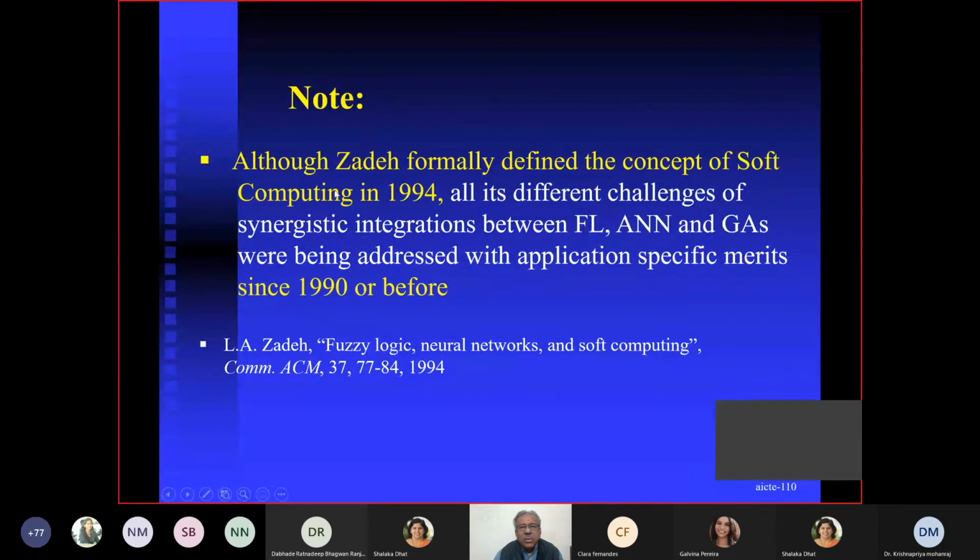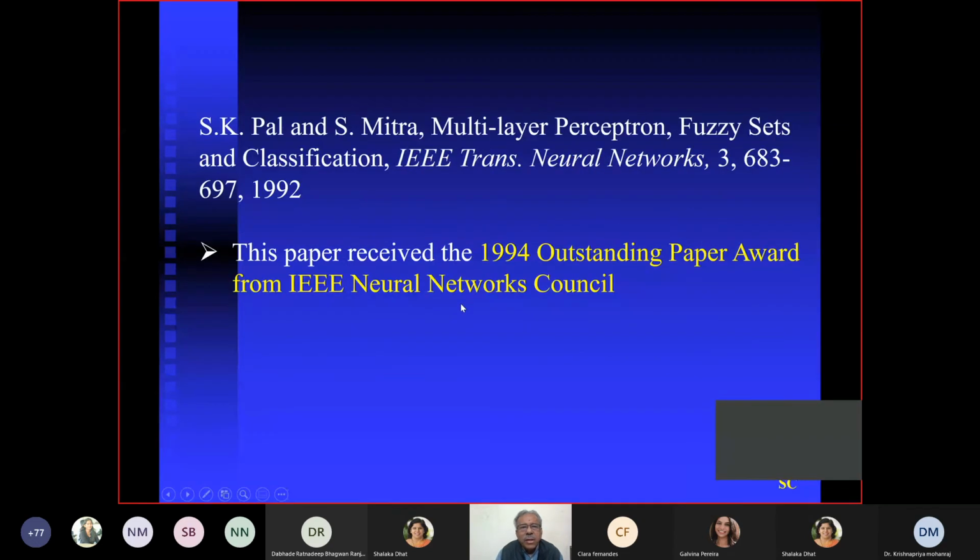Now note that although Zadeh formally defined the concept of soft computing in 1994, this is the expression for publication. But all the different challenges of synergistic integration of its individual tools were addressed much before that, since 1990 or before. For example, this paper of 1992, we started working in 1988, 89, because it takes 2 to 3 years to publish a paper from India at that time. So this is an example.